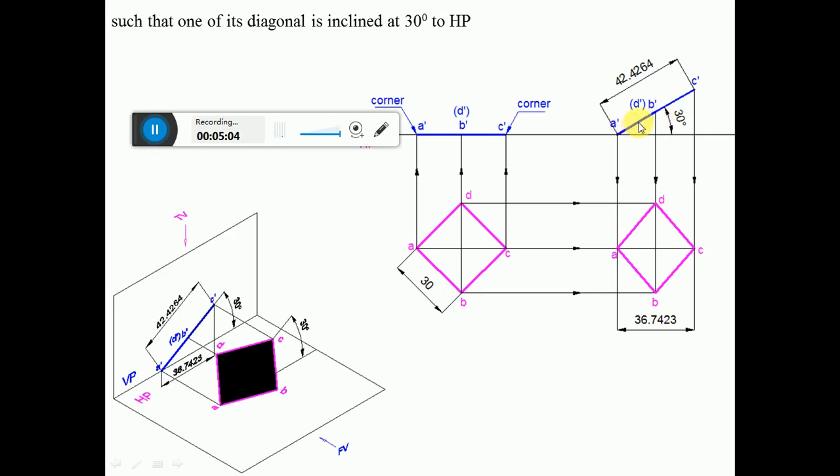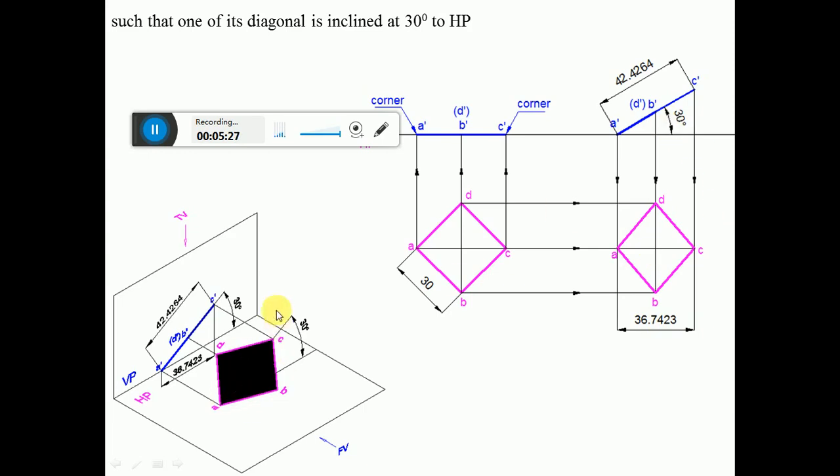On that 30-degree line you can transfer it directly, so that you are going to get the top view with a projected surface, so that you get the square here, or it is a rhombus, it is going to be here. Since the diagonal is inclined, you are getting the apparent length of the diagonal in the top view AC, which is going to be 36.7423.